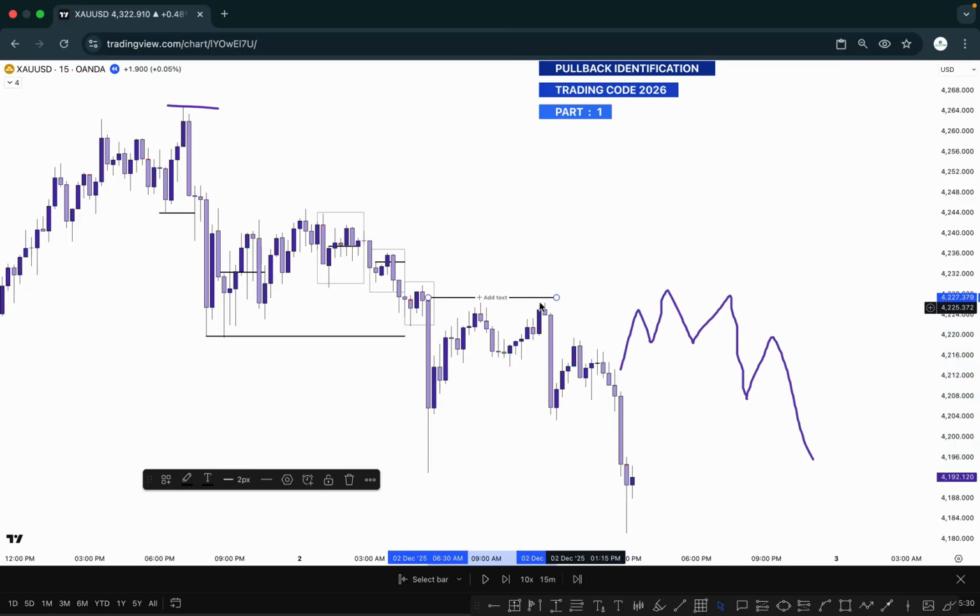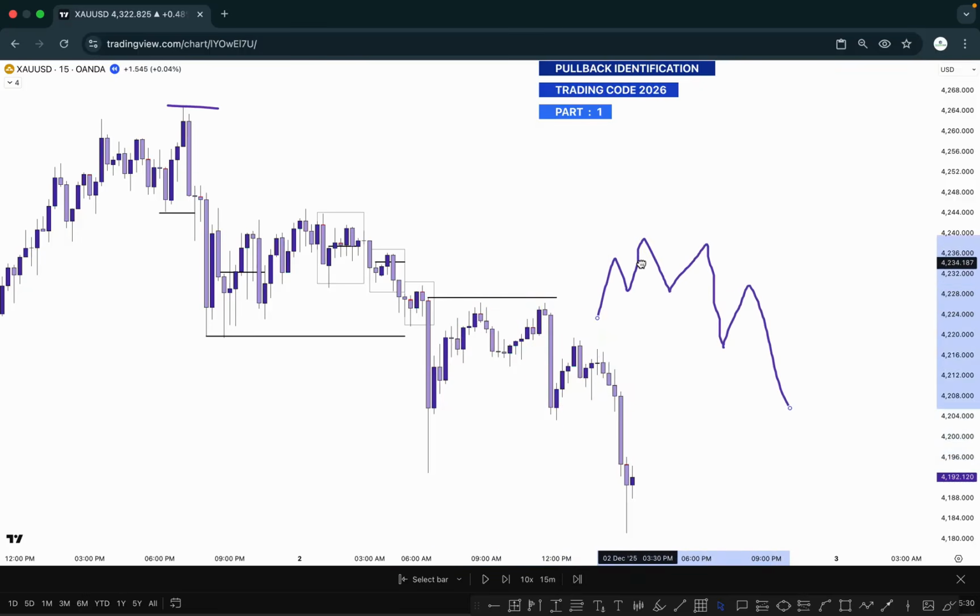But what about this one? This one is not a valid pullback, but between this candle's high and low, we can say the market created a valid pullback multiple times, or we can say an internal valid pullback, right? So let's see what happens next after this one.